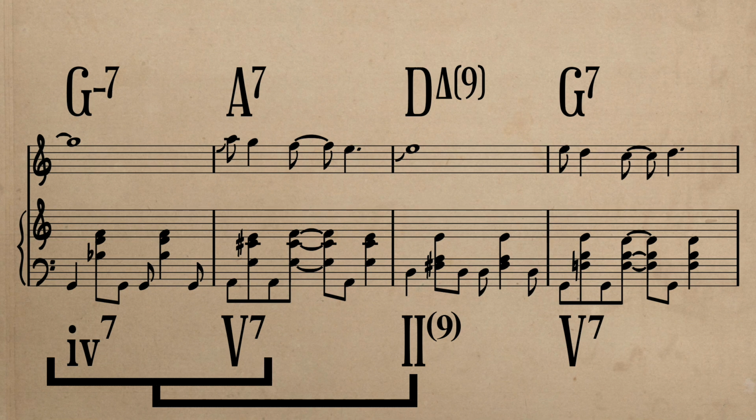Anyways, before we move on and determine the structural design of this progression, let's take a look at how the voices are moving. The 7th of G minor 7 falls as expected to E, the 5th of A7.